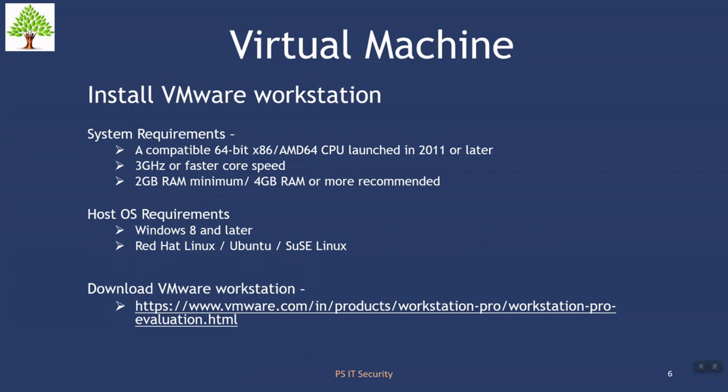Since in this lab we are going to see how we can create a virtual machine on a laptop or on a desktop machine, we have to go with the VMware Workstation software, which is a hosted virtualization solution. Let's see what the requirements are to install VMware Workstation. We need a 64-bit compatible CPU, mostly launched after 2011 or later. We need a minimum 3 gigahertz or faster CPU speed.